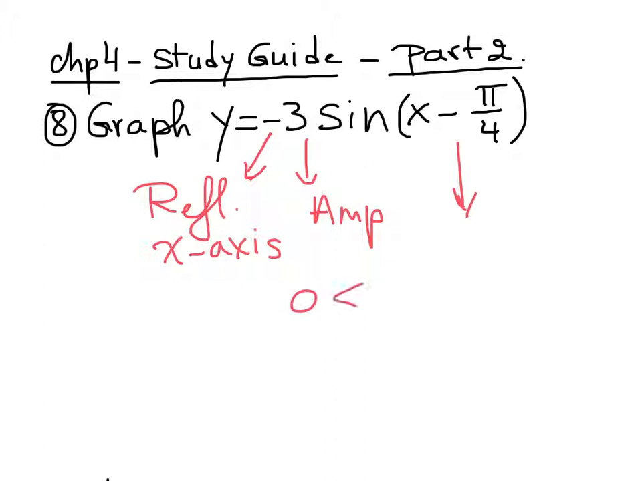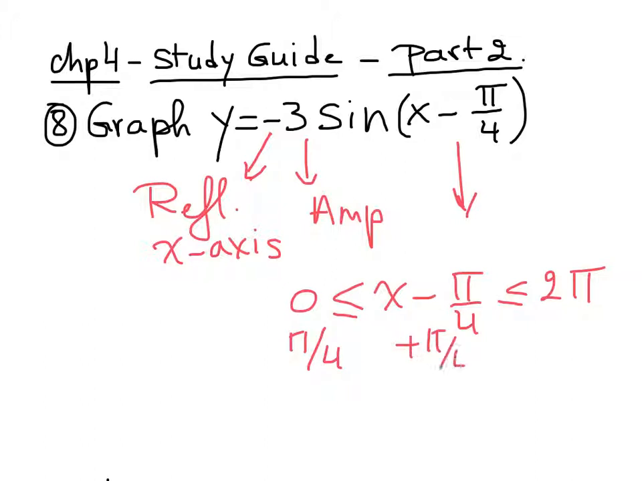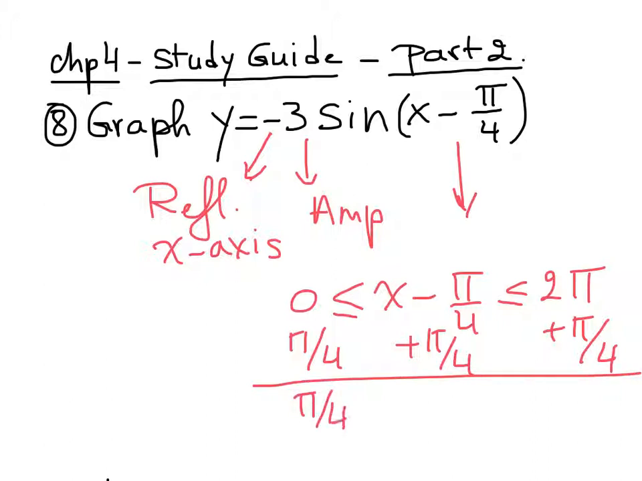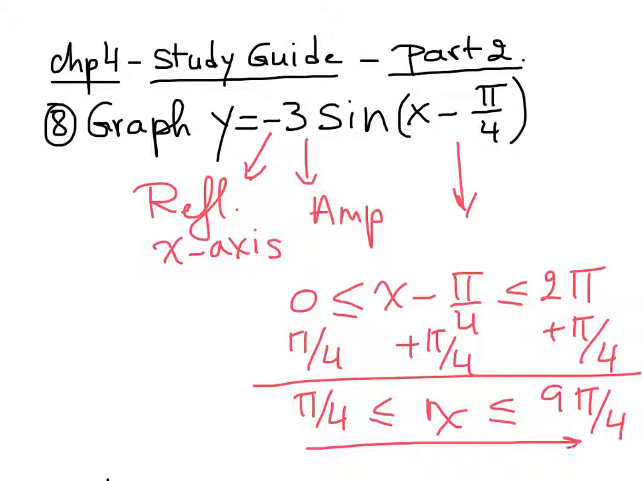We're going to put it between 0 and 2 pi and solve for x. To solve for x, you need to add pi over 4, add pi over 4, and add pi over 4, which gives us a period that starts at pi over 4, it ends at 9 pi over 4. The distance from here to here gives you the period, and in this case is 2 pi. Let's go ahead and graph it.